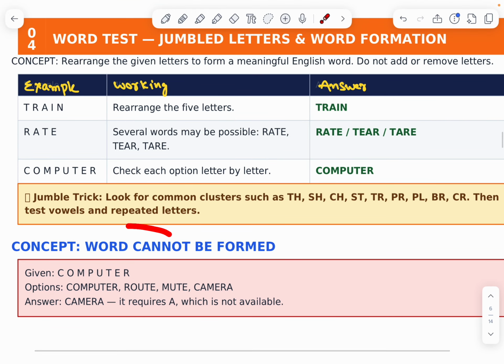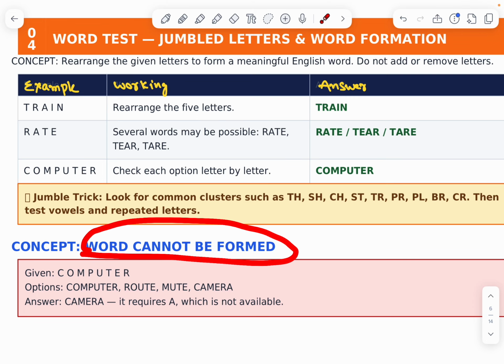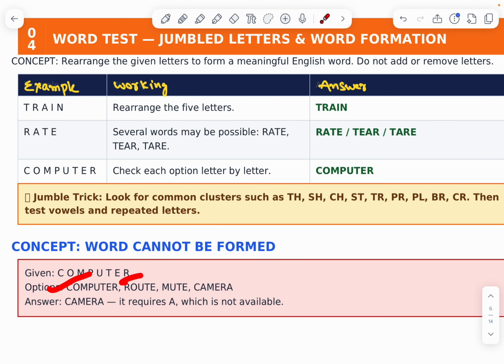Example: word cannot be formed. One example I am giving. Given computer, the options are computer, root, mute, camera. First of all, observe here: in this word, we cannot add or remove letters. Example, camera, suppose an A is added. Therefore, it's wrong. Root, some letters are deleted. Therefore, wrong. Mute, some letters are deleted. Wrong. Therefore, computer is the only answer.